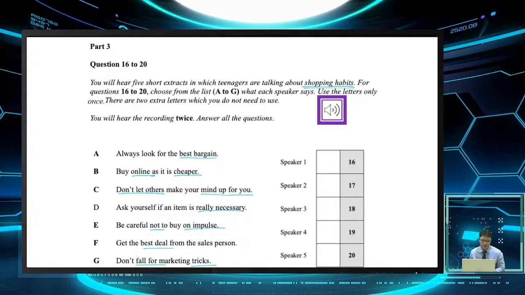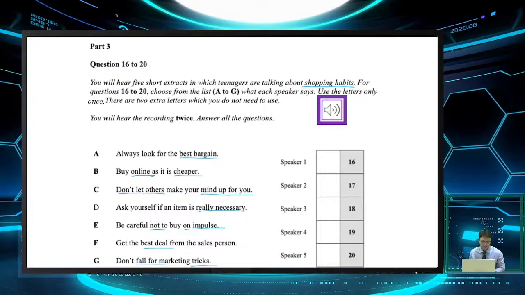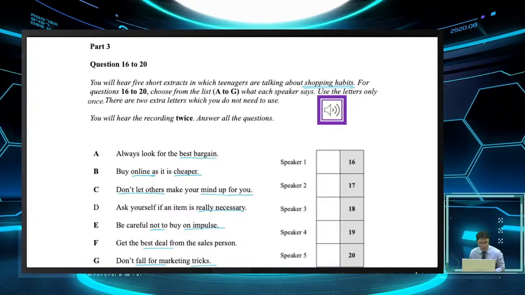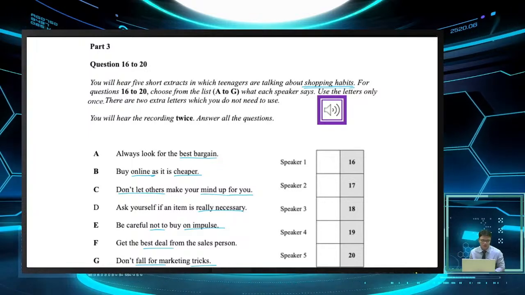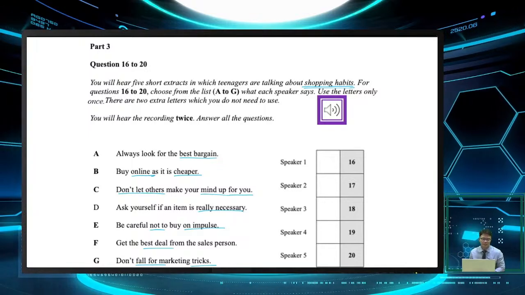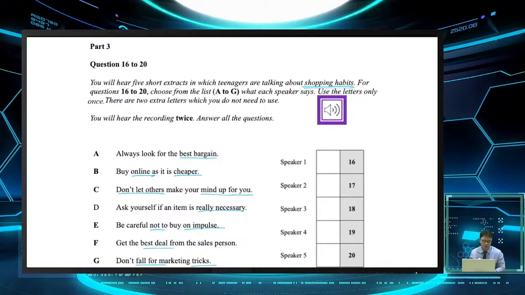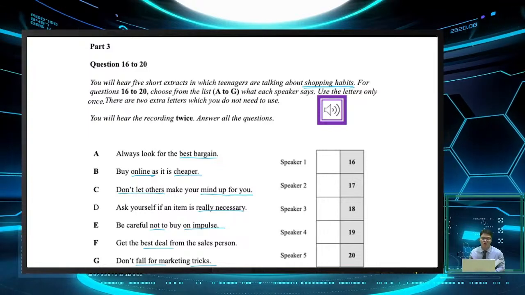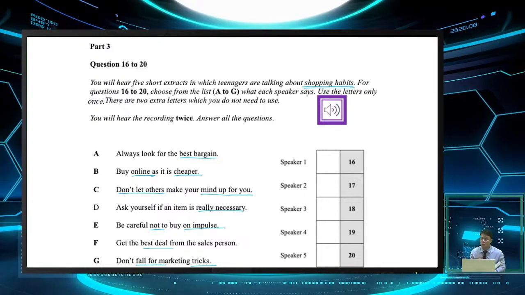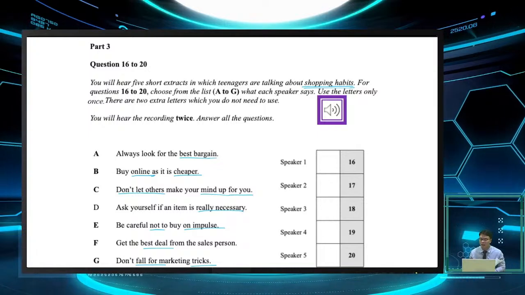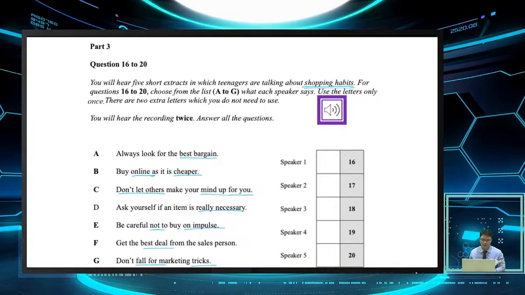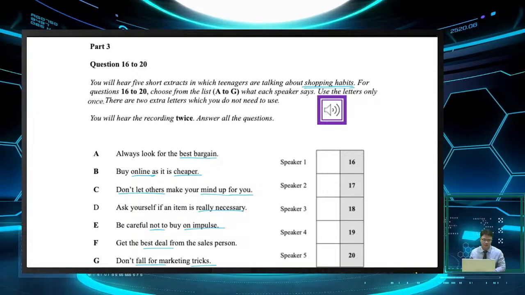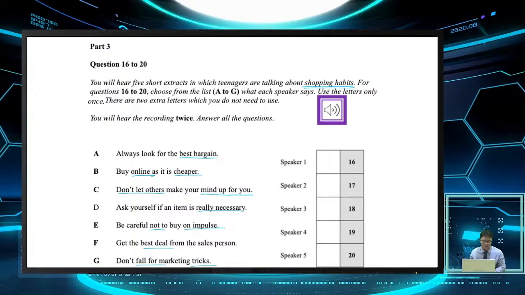The instruction is going to be played after this. You're going to hear the recording twice. Then you have time to underline. So usually, I would advise my students to just underline any keywords. For example, "always look for", you're not going to underline "always look for". Definitely, you are going to underline the next words, which is "the best bargain". And then "buy online, cheaper".